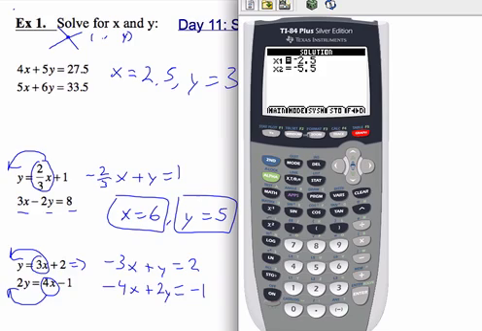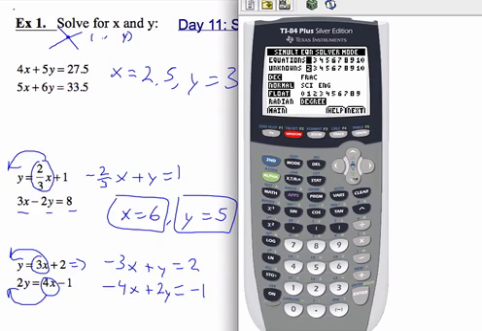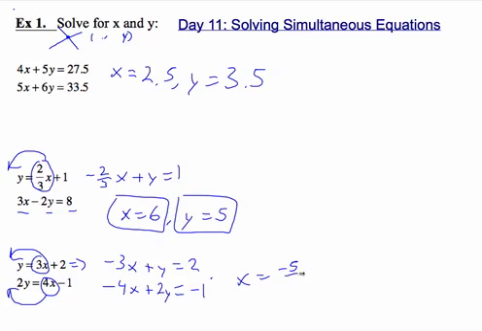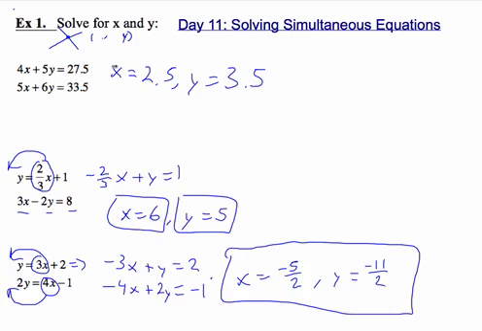If you want a fraction, you can go back to mode and change this to fraction to get your answer as a fraction. Okay, so I'll get my answer as a fraction here, and you can write them as a fraction. x equals negative 5 over 2, and y equals, what was that again? That was negative 11 halves. So negative 11 halves. Okay, if it's a word problem or something, you probably want it in the form of a decimal, depending on the question.